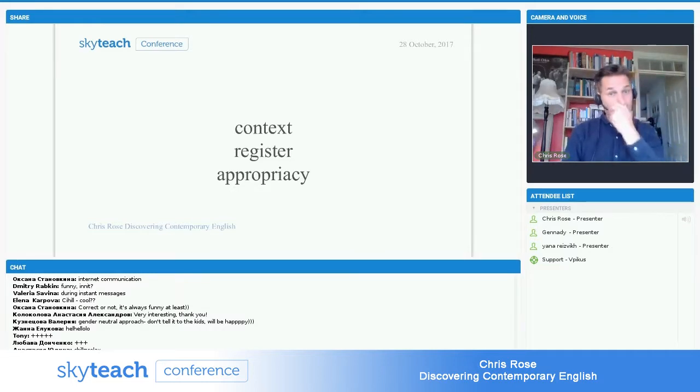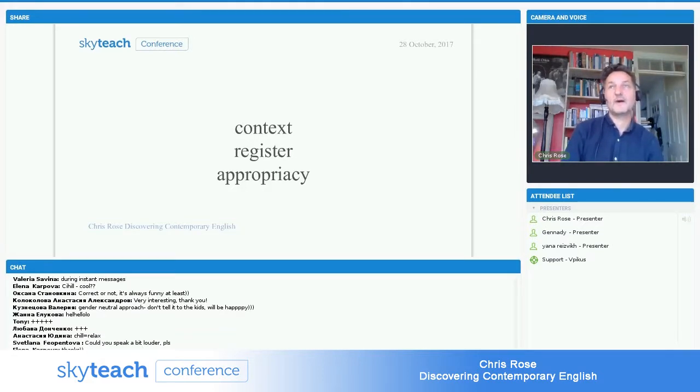And that's not just about greetings, that's about all kinds of words. English has a very rich vocabulary, high register and low register words, and appropriacy. Is it the right thing to say in this context? When to use gender neutral pronouns, things like that. These are the 3 key things to remember when trying to decide if something is correct or incorrect. What's the context? Is it the right register?